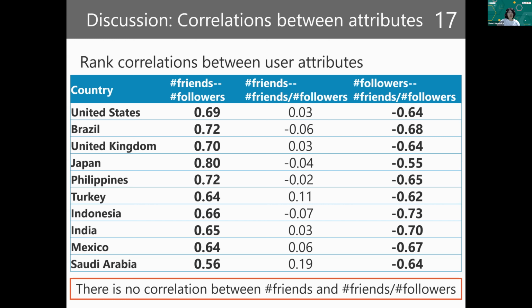In other words, although a user may follow as many users as they like, the probability of being followed back does not depend on the number of friends. So we use those characteristics.